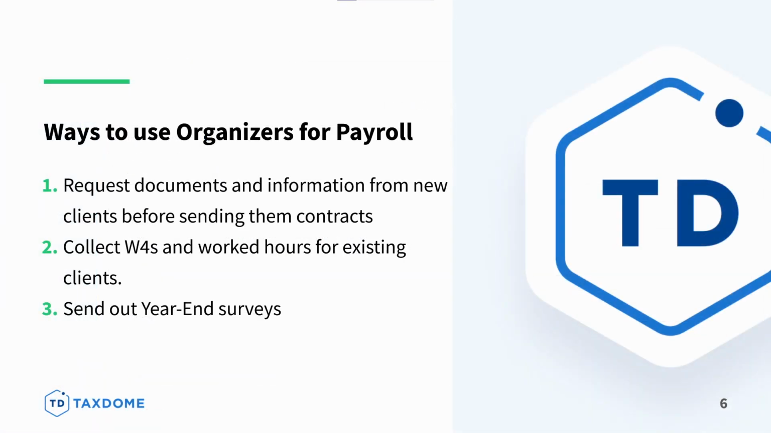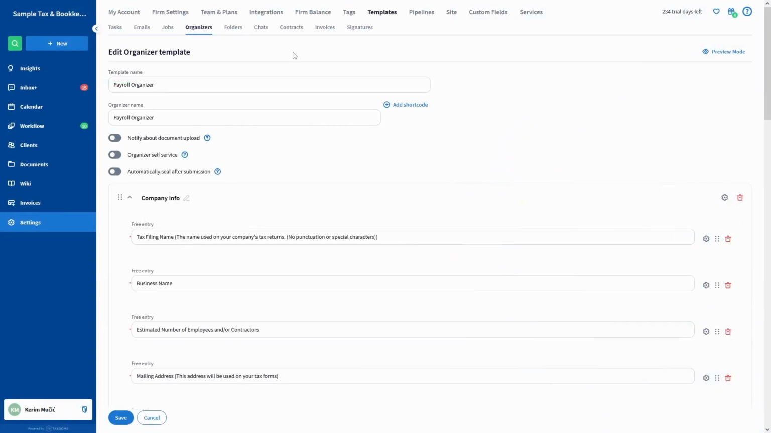You can request business documents and company information from new clients before sending them a contract. For existing clients, you can use an organizer to request them to send you similar documents like W-4s and their worked hours every month. You can also use them for year-end surveys to collect some feedback from your clients. Those are, of course, only some of the use cases, so feel free to use them in whatever way you see fit. Let's just quickly go over some technical parts of the organizer to help you manage them.